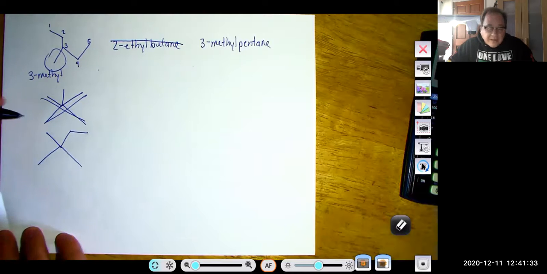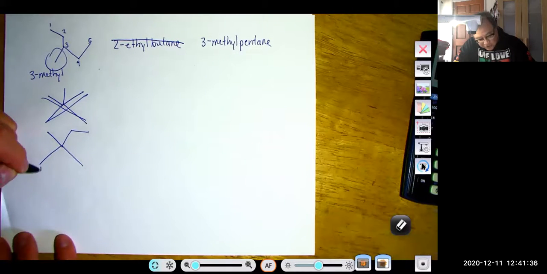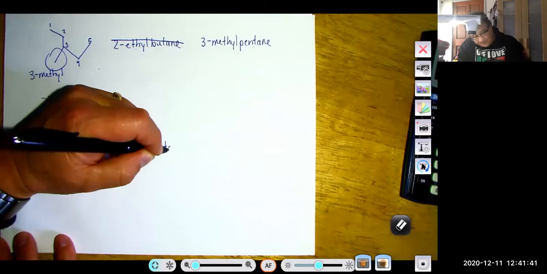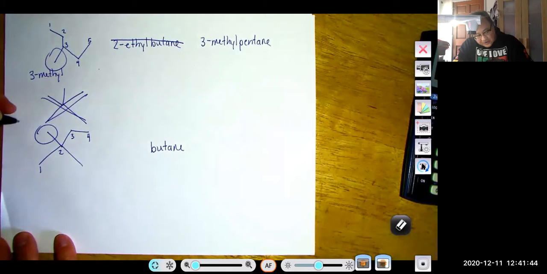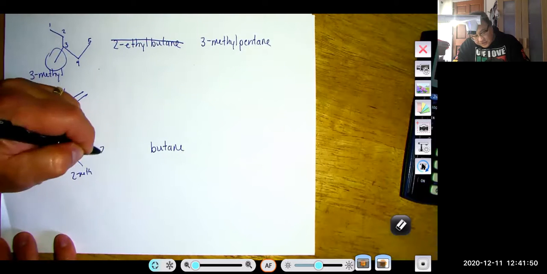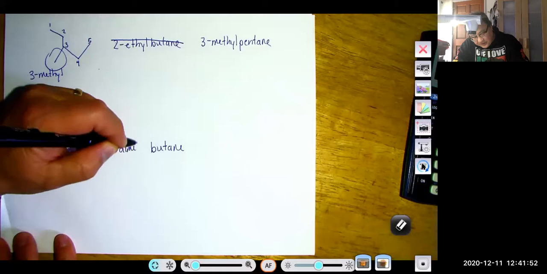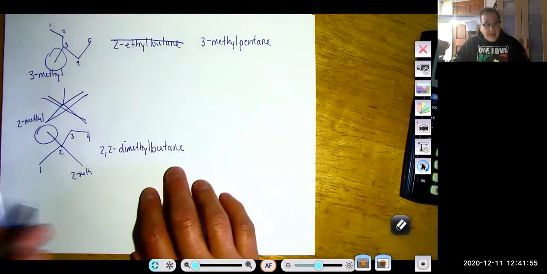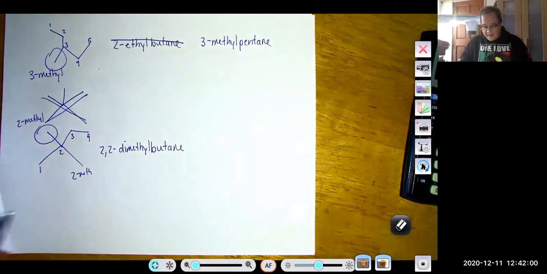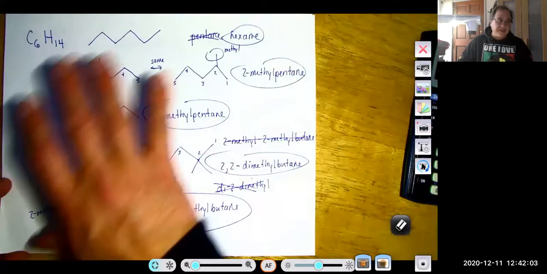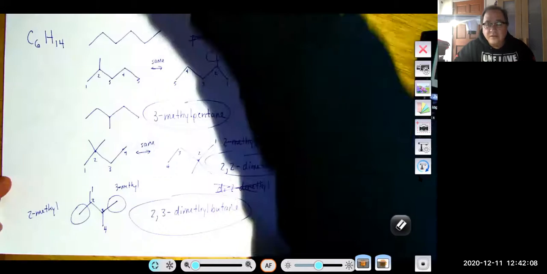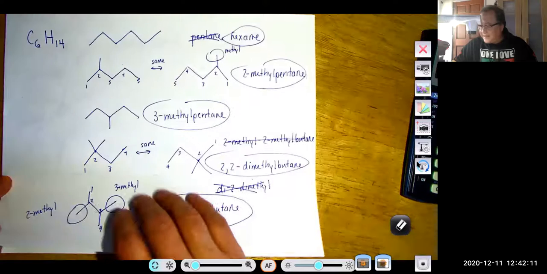Okay, so I'm going to find the longest chain. 1, 2, 3, 4. So that makes this a butane. This is a 2-methyl. This is a 2-methyl. So you get 2,2-dimethyl butane, which we already have. So this is not new, and this one's not new. And this ends up being all 5 of the isomers of C6H14. So this is a question. Are you kind of getting the hang of this now?